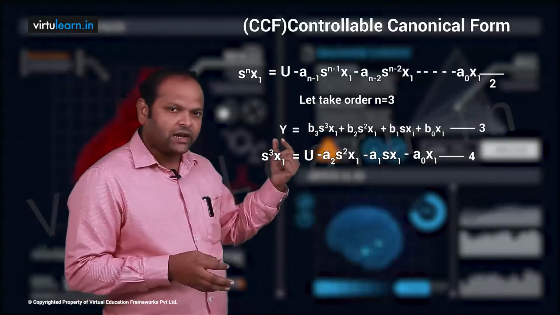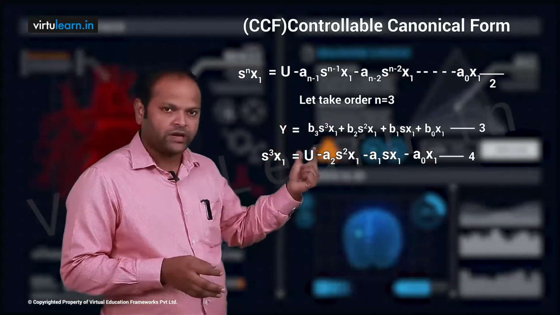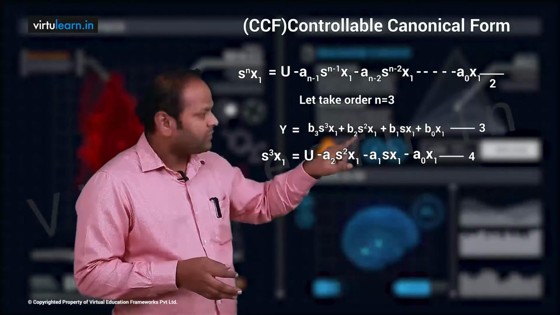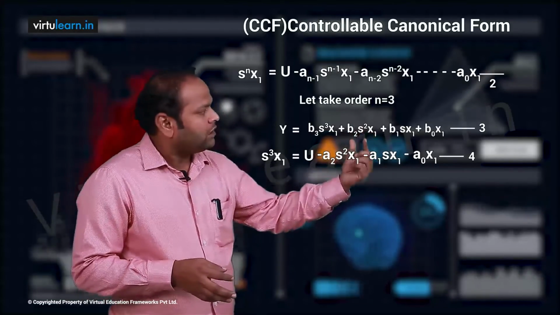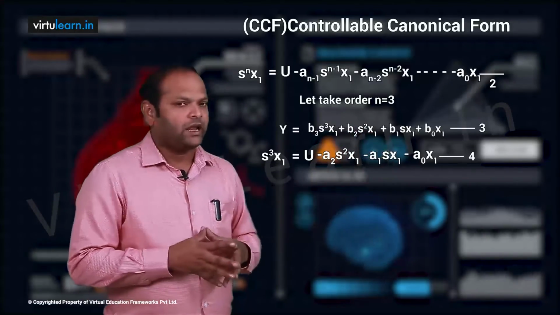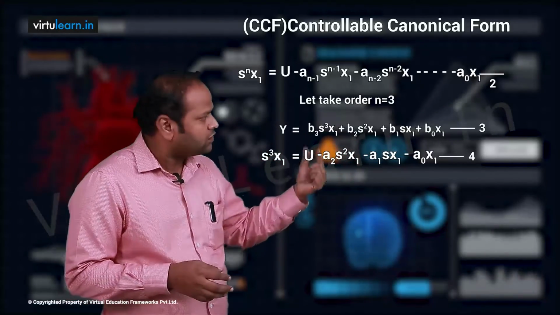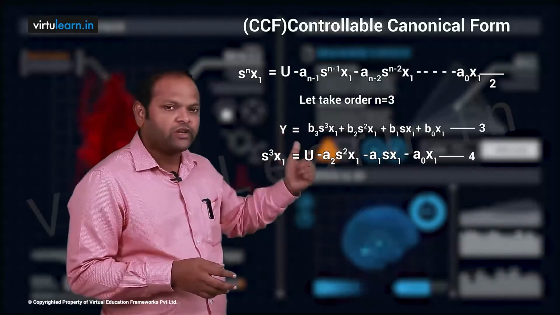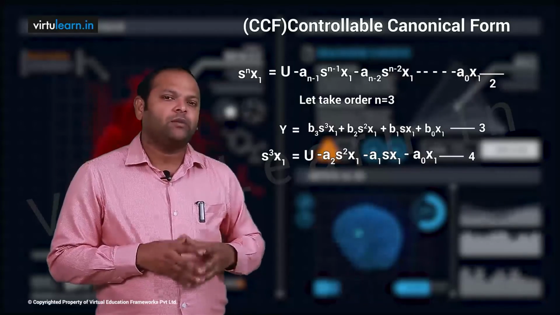So what is the left hand side? Earlier it was s^n X1. So now s^3 X1 is equal to U minus a_2 s^2 X1 minus a_1 s X1 minus a_0 X1. So on the right hand side we have U and also all the minus terms with X1 again. Using equation 3 and equation 4 we can build the block diagram.